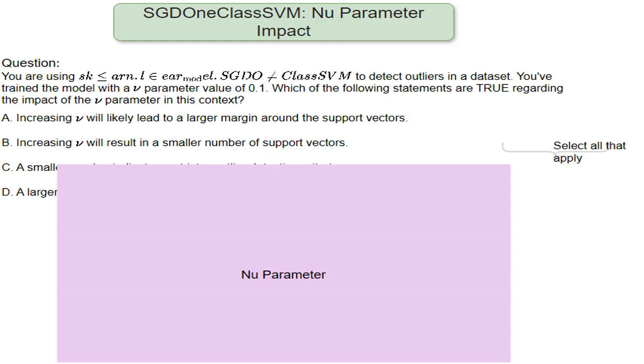I'll explain the NU parameter in SGDOneClassSVM. It's a crucial parameter that controls the model's behavior in detecting outliers. Think of it as a knob that you can adjust to change the model's sensitivity. A smaller NU value means the model expects fewer outliers and will be more strict in its classification. Conversely, a larger NU value means the model expects more outliers and will be more lenient.